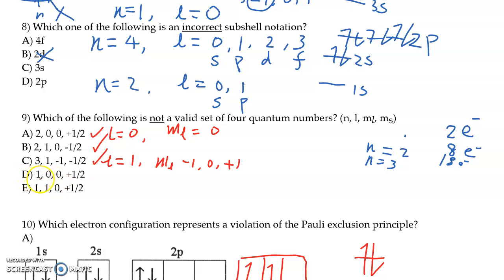Over here, when n equal to 1, it can be s orbital. Yes, this one is not greater than this one, and it's positive 2 here. Number E, when n equal to 1, the allowable L will be equal to 0, and that's all. So you cannot have L equal to 1.